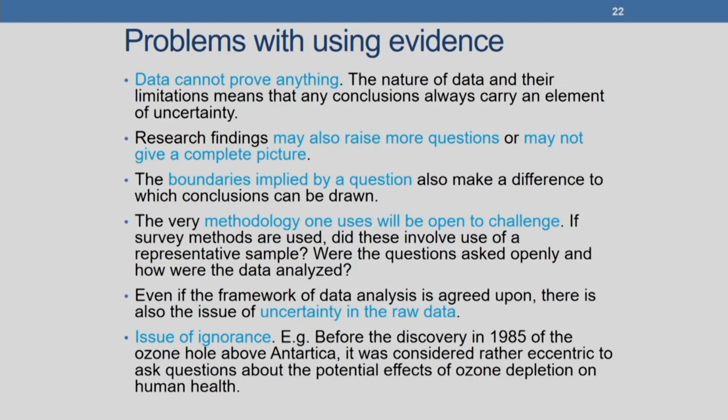One is that data cannot prove anything. The nature of data and its limitations means that any conclusions always carry an element of uncertainty. We may always be tempted, when we are initiating some kind of research, to think that we will collect data and through our findings come up with some straightforward conclusions, and that rarely happens. And therefore this element of uncertainty is always lurking, and one should be aware of that.